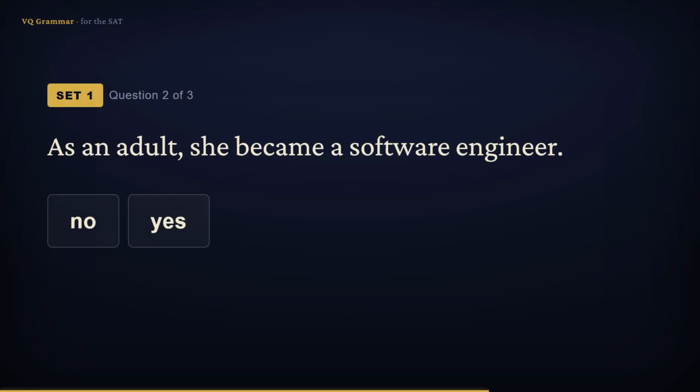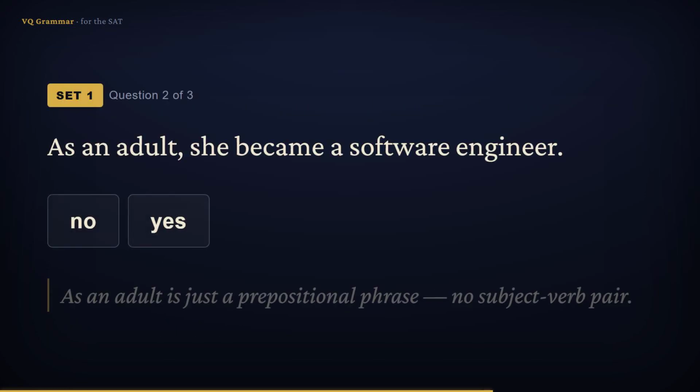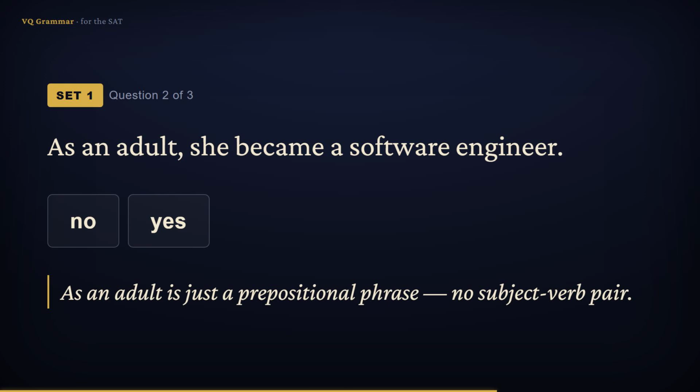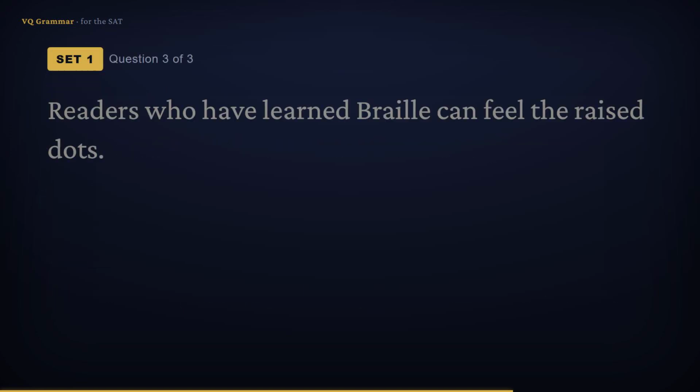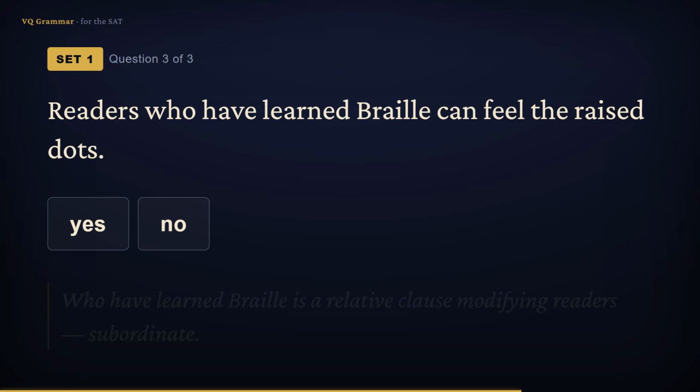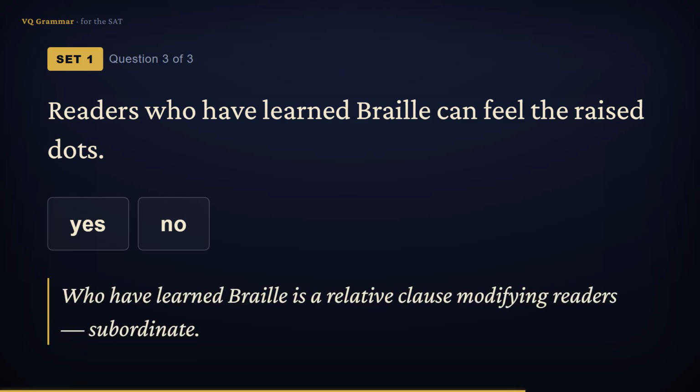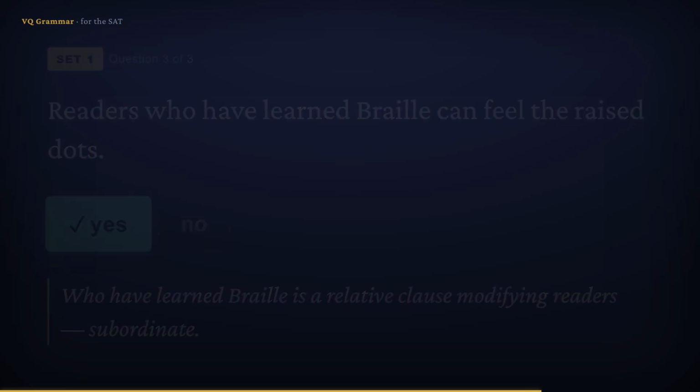As an adult, she became a software engineer. As an adult has no subject and no verb. It's just a phrase, not a clause. So no, there's no subordinate clause. Readers who have learned Braille can feel the raised dots. Who have learned Braille is a relative clause with its own subject and verb, modifying readers. So yes, there's a subordinate clause.